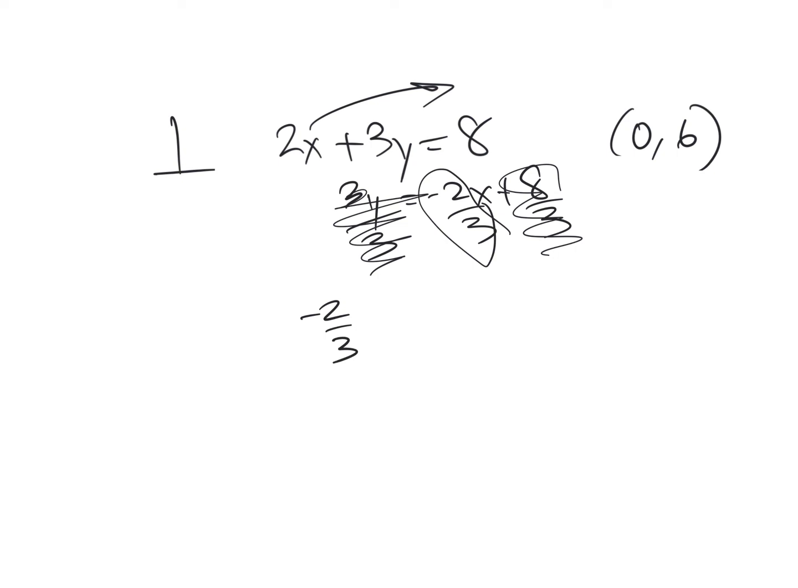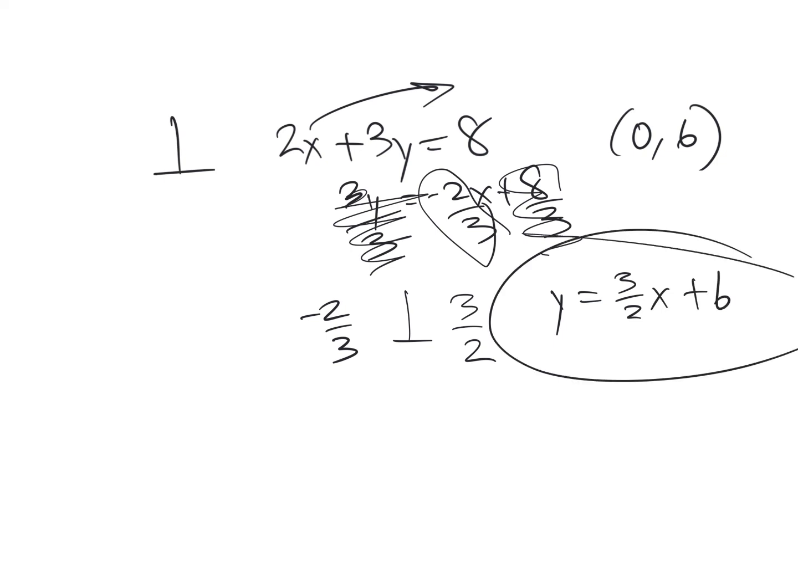What do you want? You want the perpendicular slope, which is what? Positive 3 over 2. It has to be the opposite sign. All right, so now you start your equation. Y equals 3/2 x plus 6. You're done.